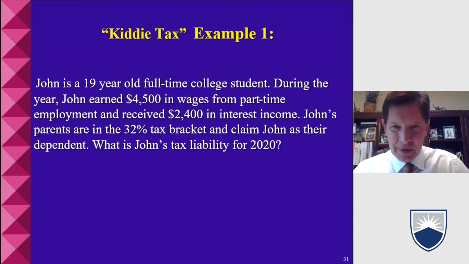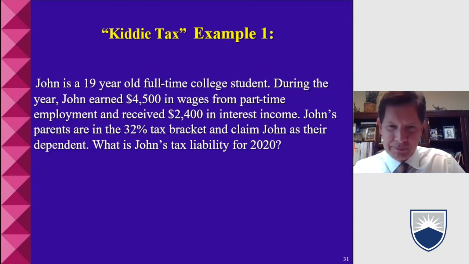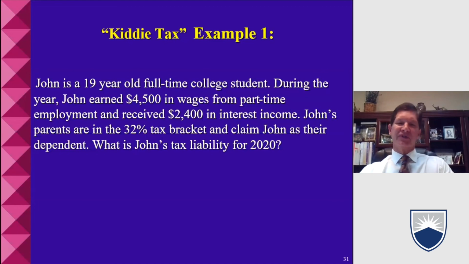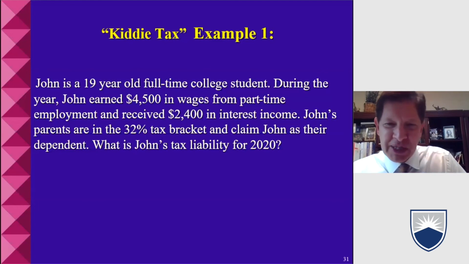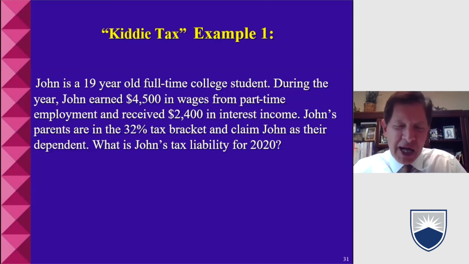Okay, let's take a look at a couple of quick examples to whet the appetite. John is a 19-year-old full-time college student. During the year, John earned $4,500 in wages from part-time employment and received $2,400 in interest income. John's parents are in the 32% tax bracket and claim John as their dependent. What is John's tax liability for 2020?